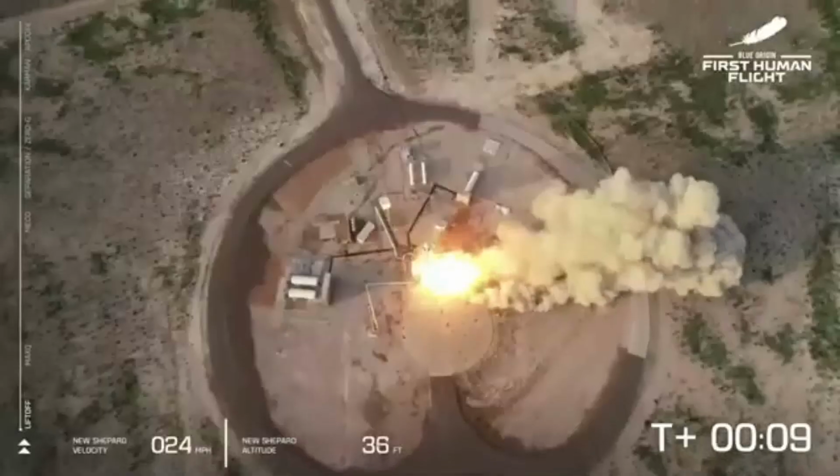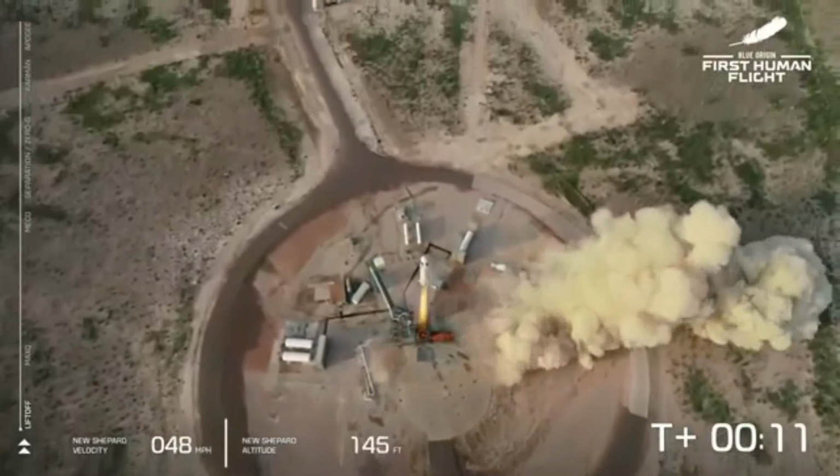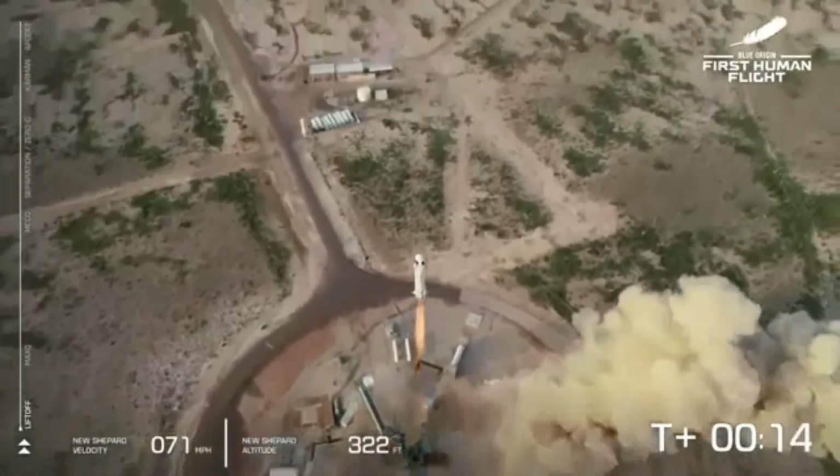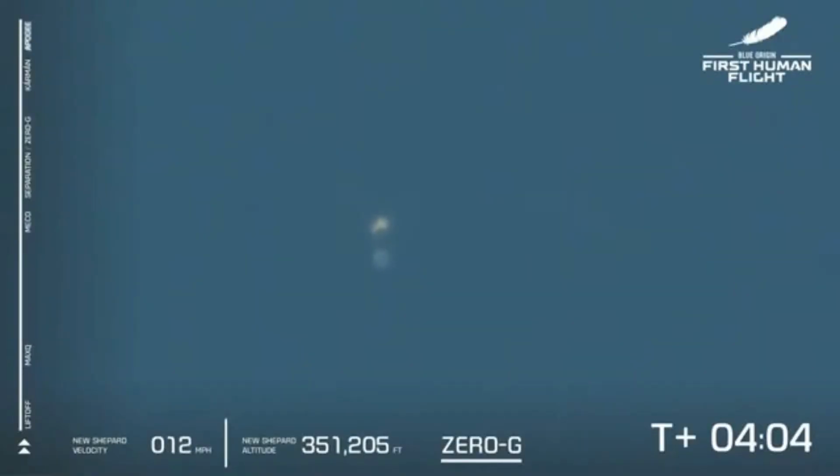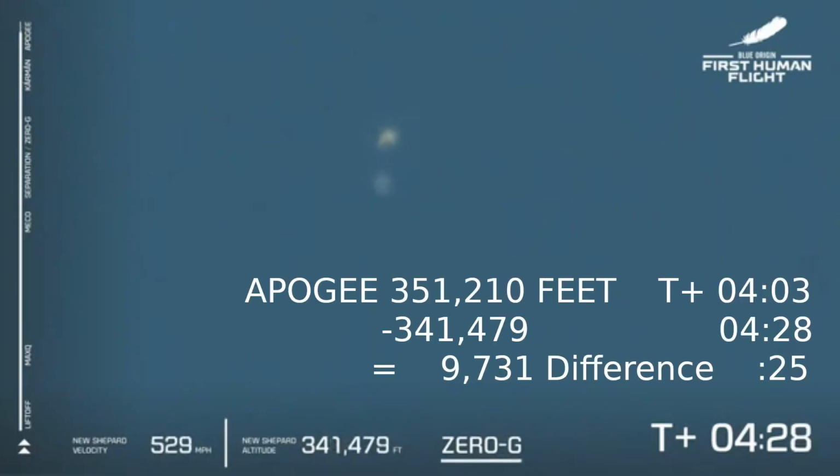Now let's look at when Jeff Bezos became an astronaut. His New Shepard space capsule went 351,210 feet, or almost 67 miles above the ground. With no air resistance, the capsule fell 9,731 feet after 25 seconds.